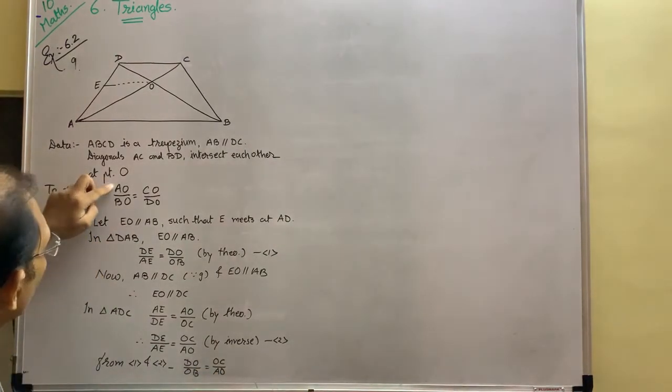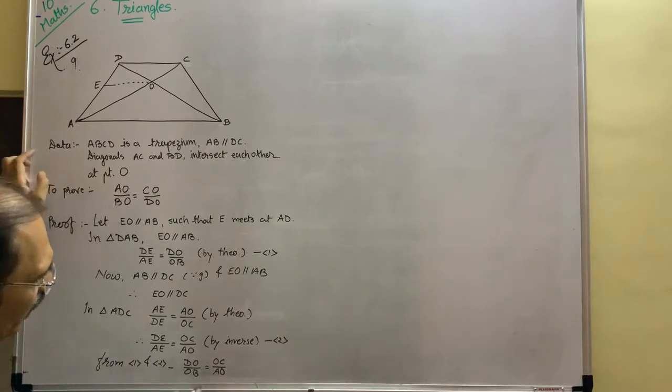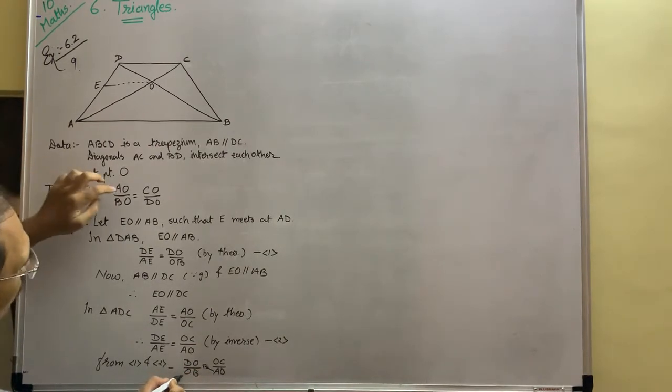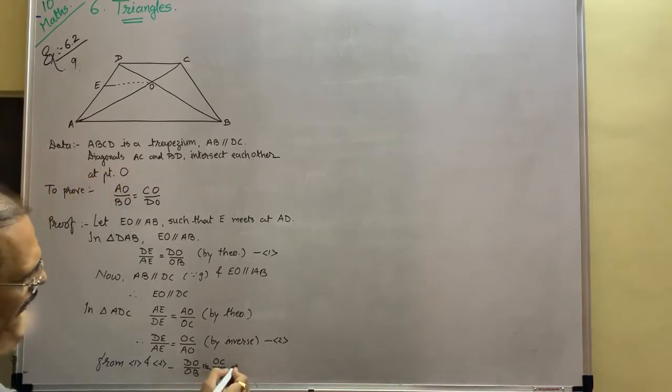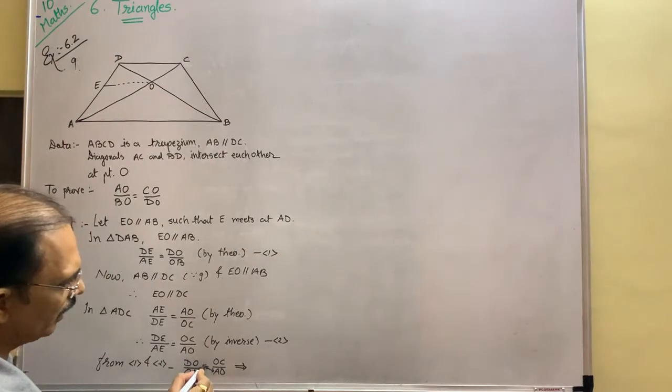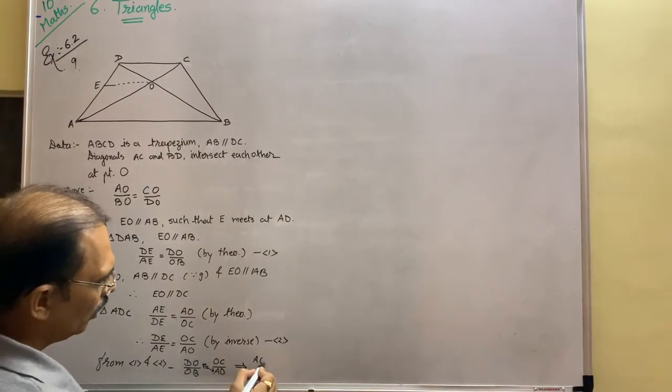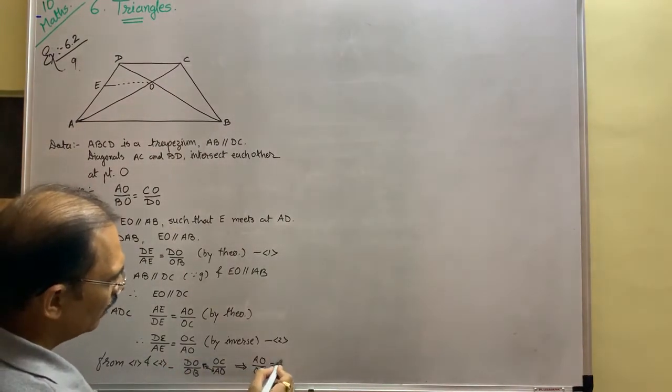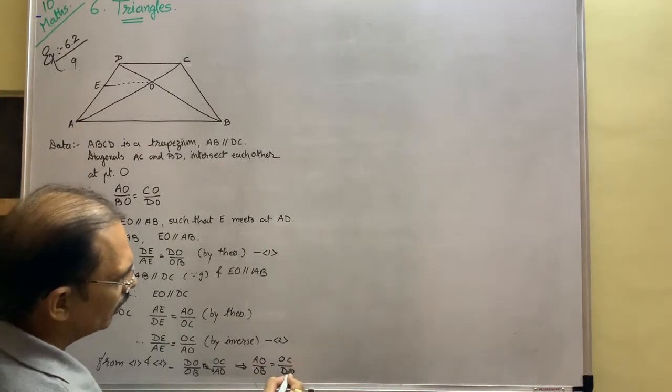See, we want to prove AO upon BO. Take this AO which is in the denominator this side, it will be AO upon BO, and take DO this side. So it implies what? Take AO this side and DO this side, interchange: AO upon OB equals OC upon DO, hence proved.